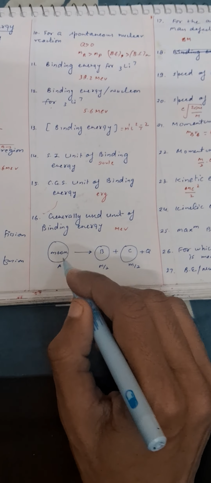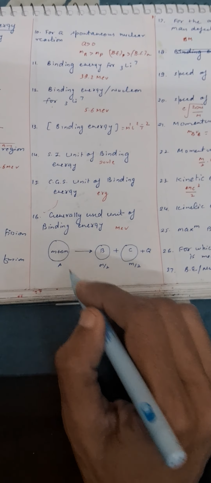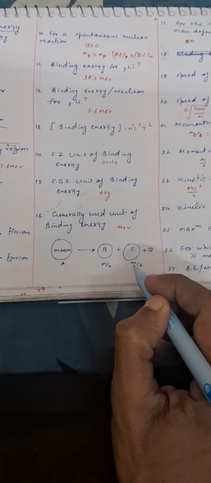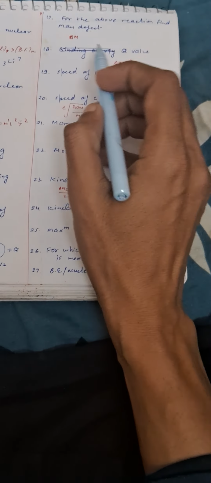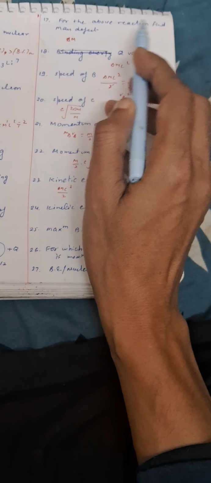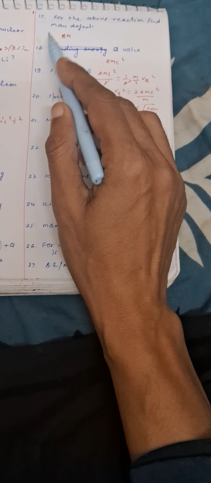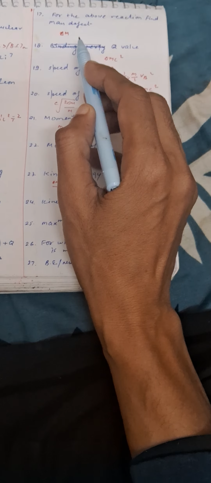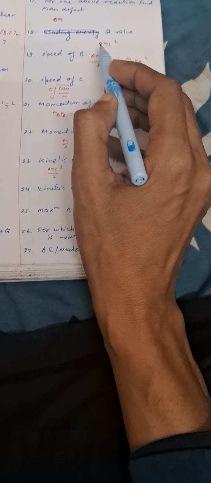Next there is a question: a nucleus of mass m plus Δm breaks down into two daughter nuclei having mass m/2 each, and the Q value of the reaction is Q. First, for the above reaction, find the mass defect. The mass defect is the difference of masses, that is, mass of reactant minus mass of product, so it is Δm. Next is the Q value, which is Δm c².